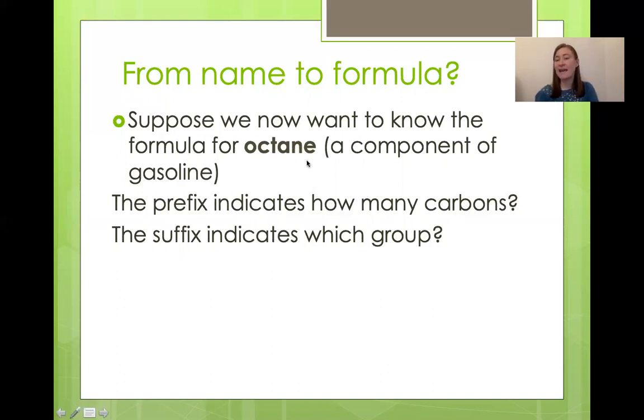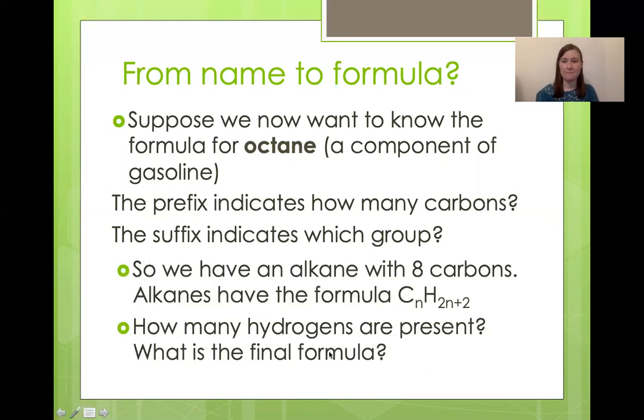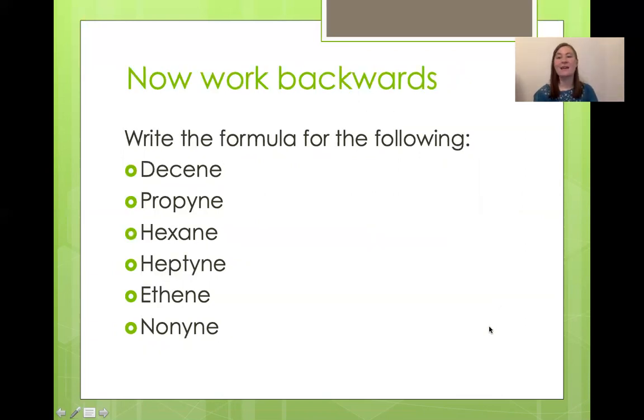The suffix ane tells us we have an alkane. So the hydrogen count is 2n plus 2. So we've got C8, and then the hydrogen is going to be 2 times that, which is 16, plus 2. So C8H18. So we have an alkane with 8 carbons. Following this formula, C8H, 2 times 8 plus 2, 18. Take a minute and see if you can write the formula for each of these.